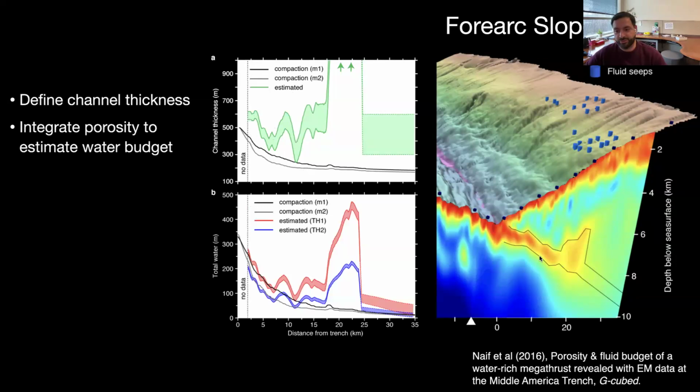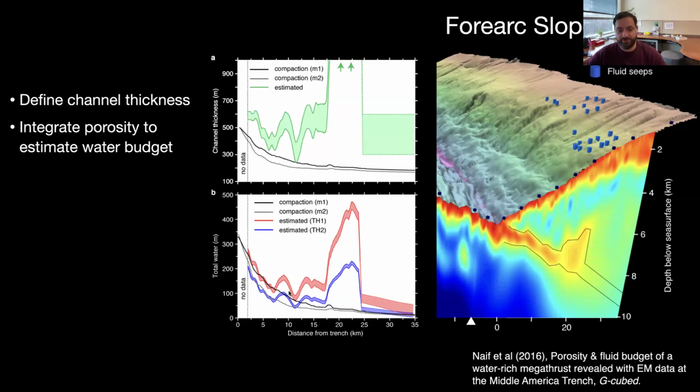But by constraining what that thickness is based on the gradient and the resistivity, we can now also estimate the porosity at any depth through that layer and integrate that to get the total water. And this is where we see that we're actually in really good agreement with what we would predict based on the compaction studies for how much water is at the plate interface. These two different colored bars are just to account for the uncertainties in temperature and the cementation exponent. They happen to align perfectly with these two lines, but that's just a coincidence.